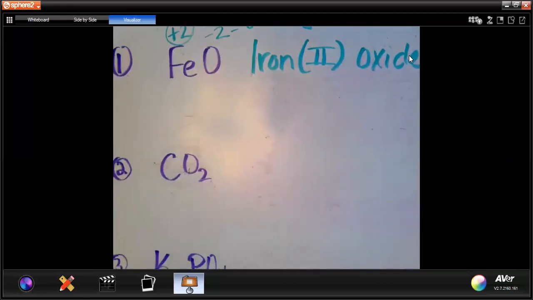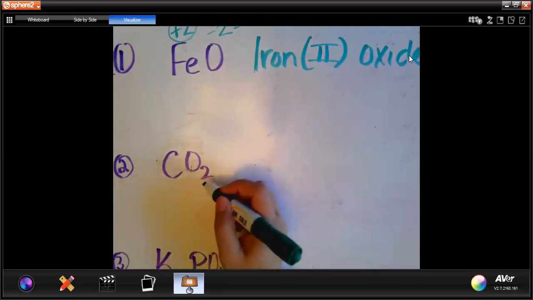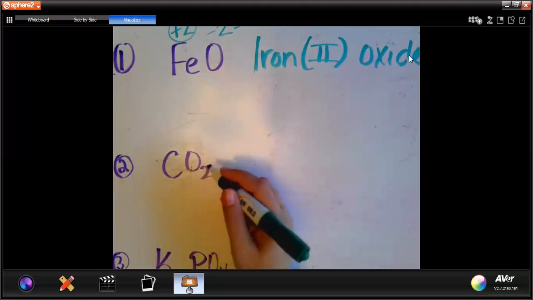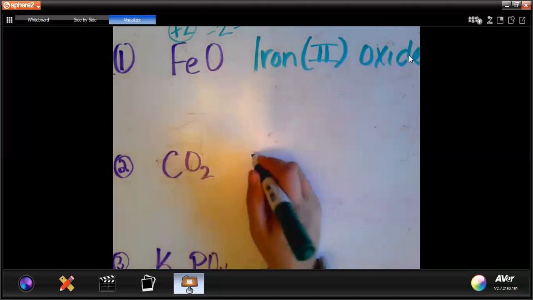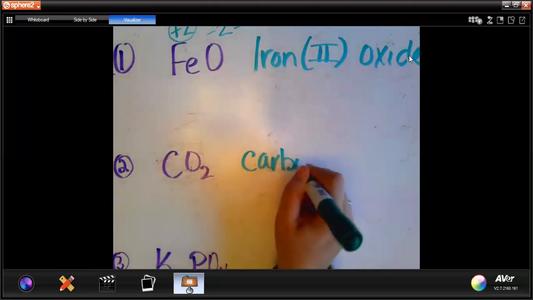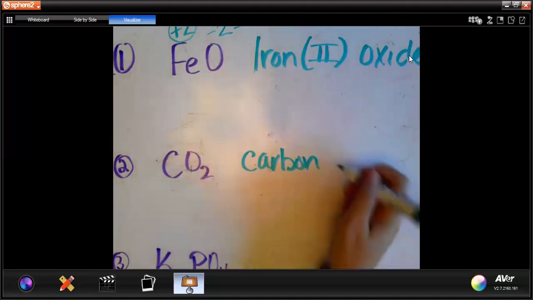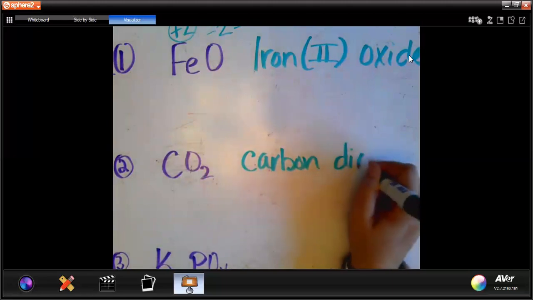All right, next, number 2, we said was covalent, right? And covalent, we use prefixes, except we don't use the mono prefix on the first one, so this would be carbon. And there's 2 oxygens, so it would be di, and then oxide.